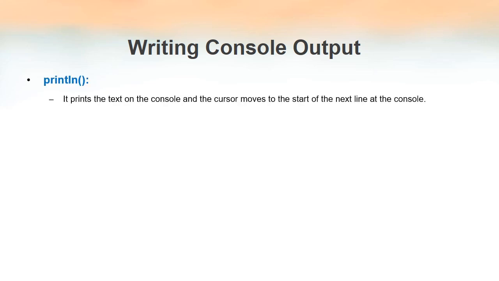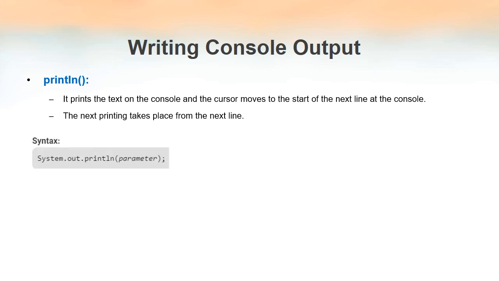The second method is println. This method is also used to display the output on the screen, but the difference between print and println is that when we use println, after printing the text that we have passed as the parameter, the cursor will move to the next line, and the printing of the next statements will take place in the next line, not on the same line as in the case of the print statement. The syntax of the println statement is like this: System.out.println, and then we have to pass the parameter in that pair of parentheses. So it is similar to print itself, but the only difference is the printing takes place in different lines, not on the same line. We will see an example.